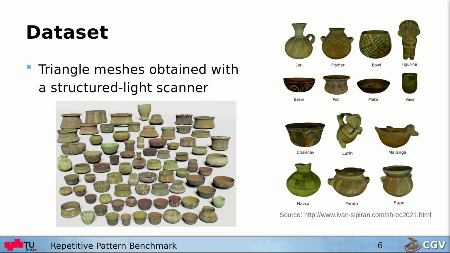Our dataset consists of triangle meshes captured from real-world pottery artifacts with a structured light scanner at the Josefina Ramos de Cox Museum in Lima, Peru. The collection comprises several shape classes such as jars, pitchers, vases, and more, and the objects are also attributed to different pre-Columbian cultures, which is observable in shape and painting style.